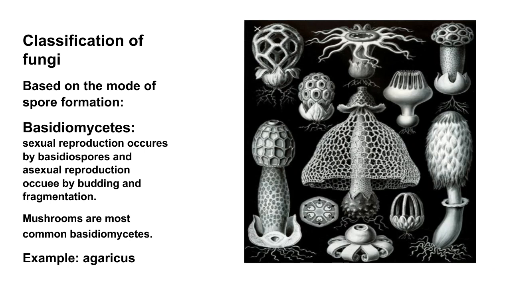Basidiomycetes, it's another type. In this, sexual reproduction occurs by basidiospores. Asexual reproduction occurs by budding and fermentation. Mushrooms are the most common basidiomycetes and an example is Agaricus.